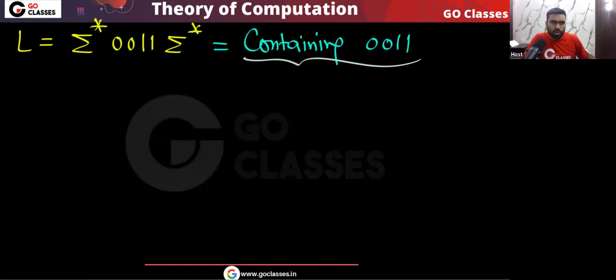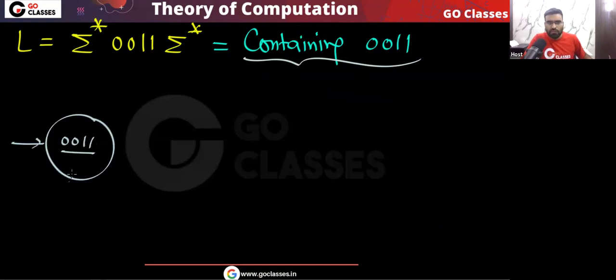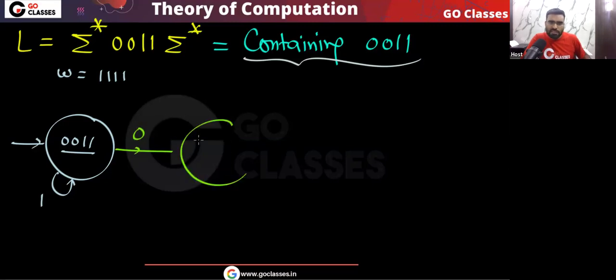Initially I am waiting for 0011. So when will I trigger? If ones are coming, I will not trigger, I will ignore them. If zero is coming, then I will trigger. Now I have seen zero, and I'm waiting for 011.